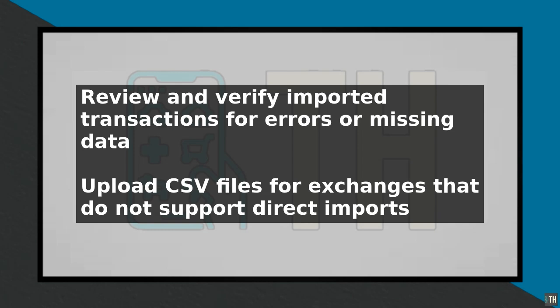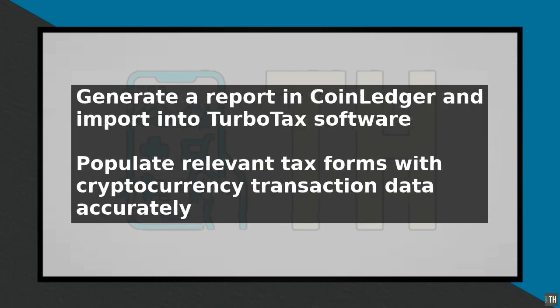Once the calculations are complete, CoinLedger will generate a report that can be directly imported into TurboTax, a popular tax preparation software. To import the report, log into your TurboTax account and navigate to the Investments section. Select the option to import cryptocurrency data and upload the CoinLedger report. TurboTax will then read the report and populate the relevant tax forms with your cryptocurrency transaction data.